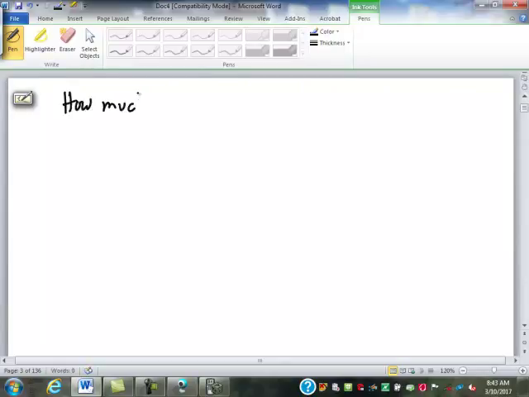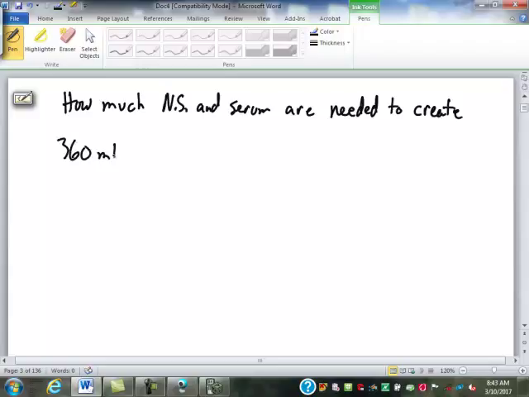So the final simpler example I want to give you here before we move on: how much NS and how much serum are needed to create 360 milliliters of a 1 in 8 dilution?